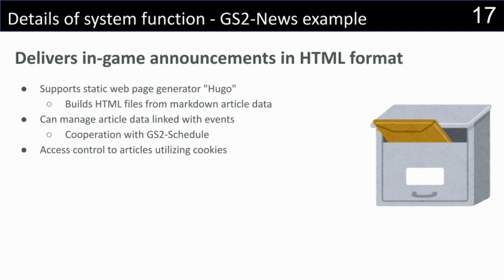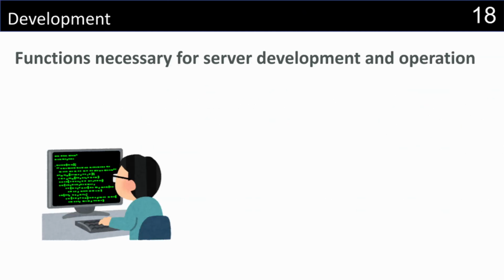Furthermore, by using the access restriction function that leverages cookies, you can prevent access to content before its distribution. As for the API operations that can be invoked, they include acquiring article content URLs and obtaining a list of article data. By leveraging these operations, you can implement an announcement delivery function. Finally, let's introduce some features essential for server development and operations.